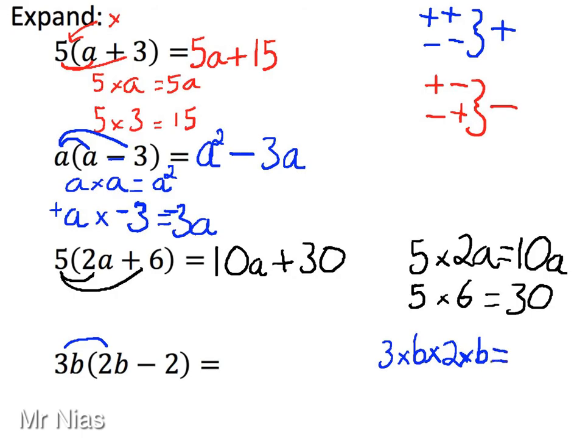And when things are multiplied together like that in a chain, we can actually change the order. I can actually do the 3 times the 2 first to get 6. And then I can do b times b, which we know anything times itself is squared. So 6b squared is the first part of my answer. Let's put that in. 6b squared.